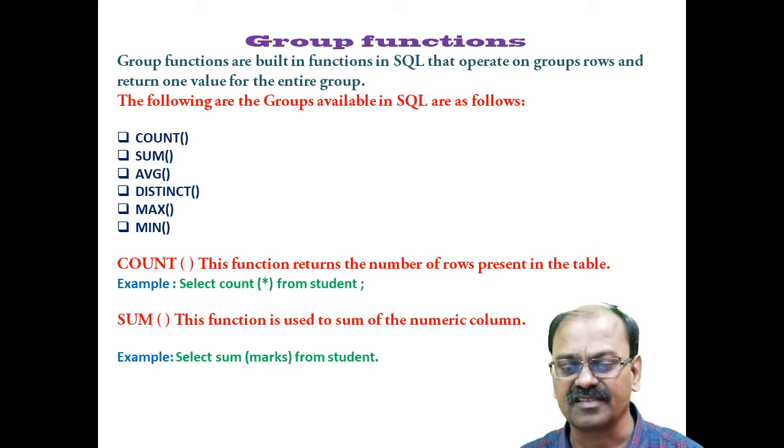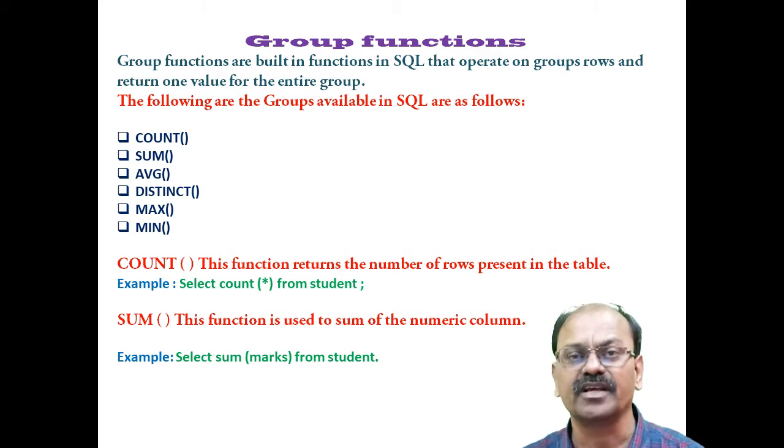Here select is a keyword, sum is a keyword, within brackets is the function argument, and marks is an argument. From student, and we should put a semicolon. Select sum(marks) from student. It will sum the values of the numerical column. This function is used to sum a numerical column.